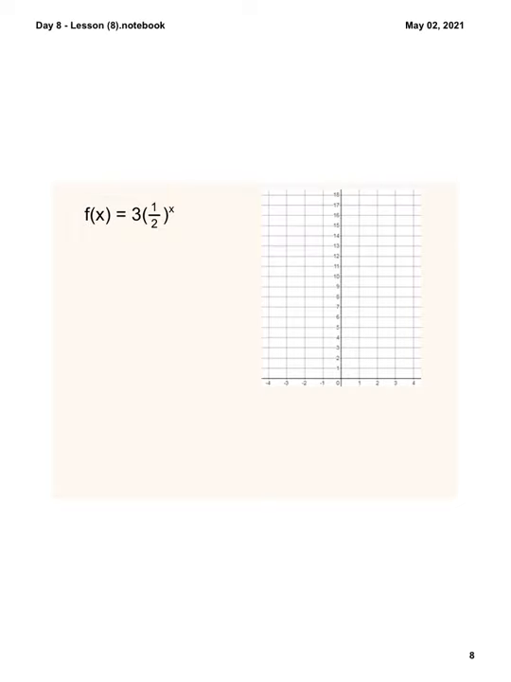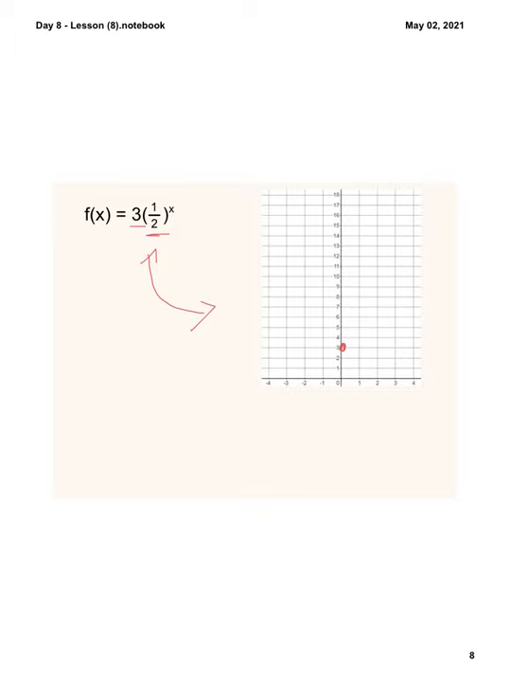All right, I think it's time to take a look at one of our graphs here. So I see a 3 out front. I know automatically that's going to change my y-intercept. So instead of my y-intercept being 1, I know that it's going to be 3. Now, I see that the number in the brackets here is less than 1. That means that it's going to be a decreasing function.